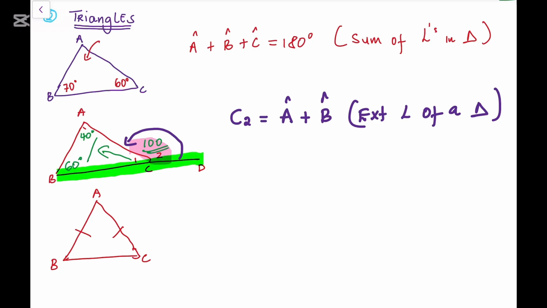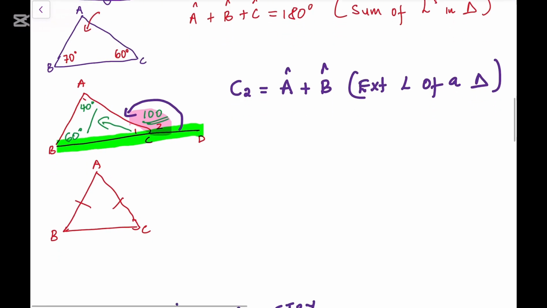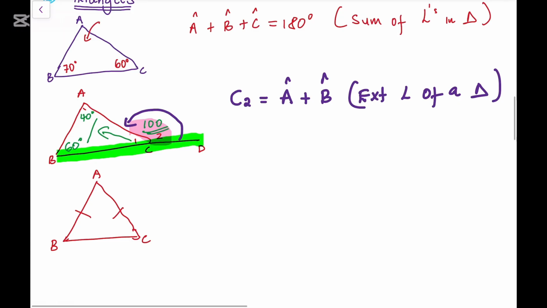And then we have this one, which is an isosceles triangle. I like the isosceles triangle because even if you have one angle, you can easily calculate the other 2 angles that will be missing.